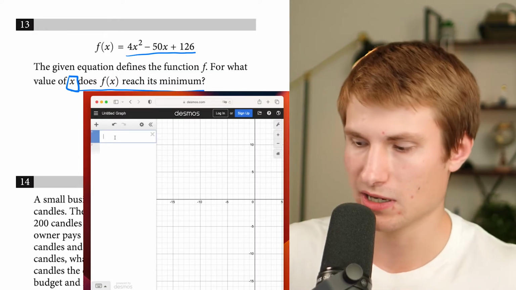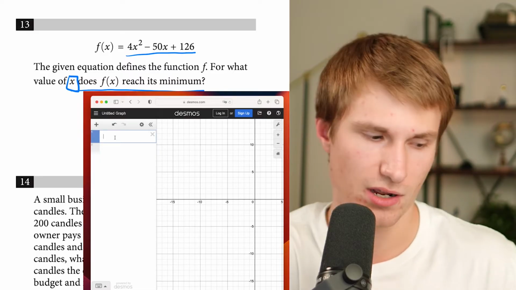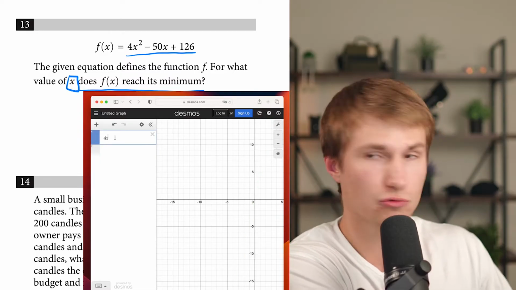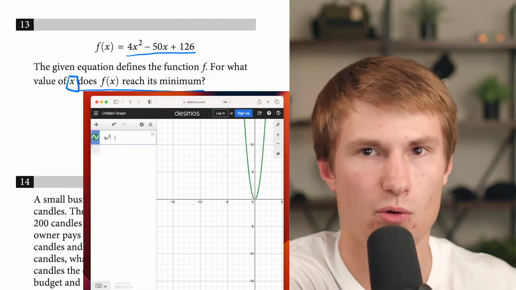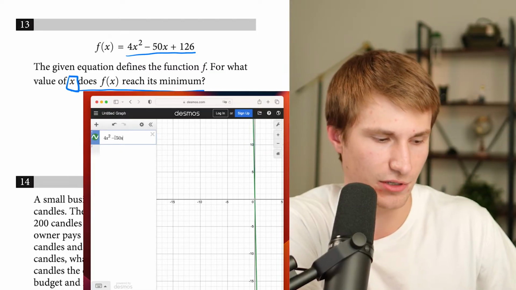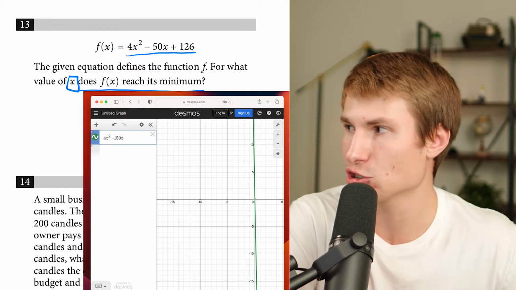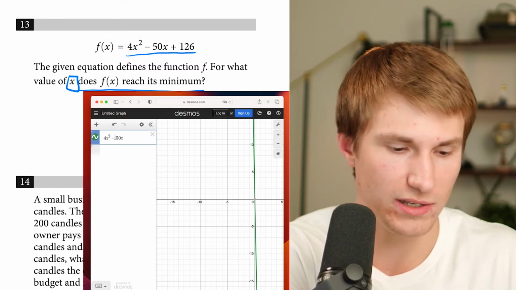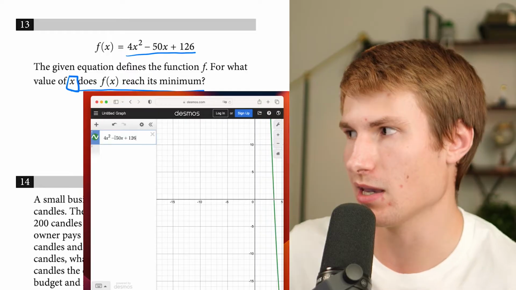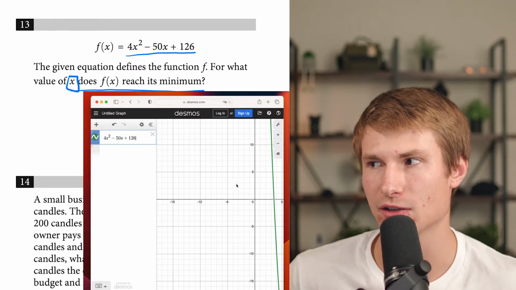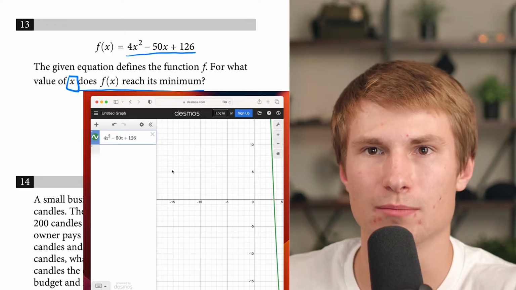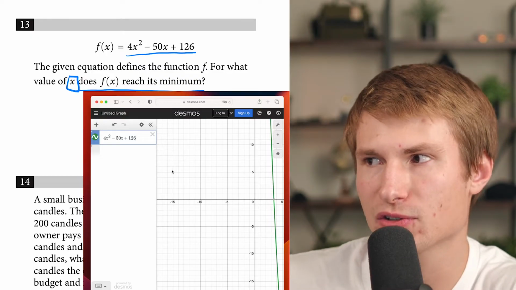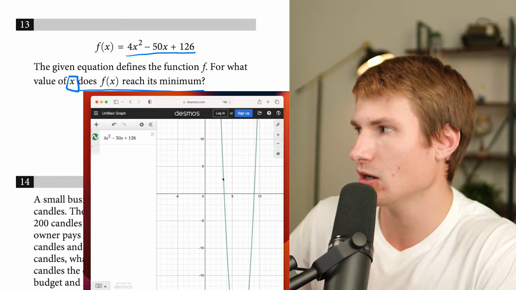One thing I will say about using the graphing calculator on the SAT math section is you really need to be careful about making sure you are inputting the correct equation. So what I recommend doing is after you type it in, make sure that it is what the actual equation is, because if you make a mistake putting it in and then you start interpreting the graph, you're going to get the question wrong. So as I can see here, the question asks 4x squared minus 50x plus 126. I have 4x squared minus 50x plus 126, so we're good to go.